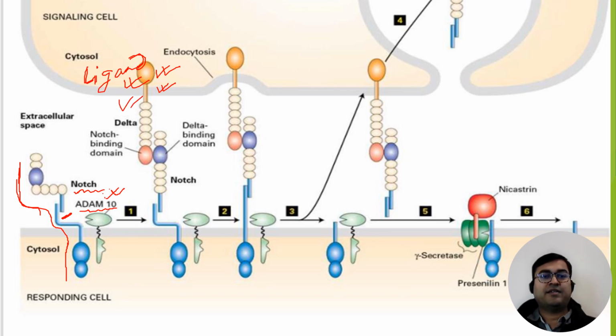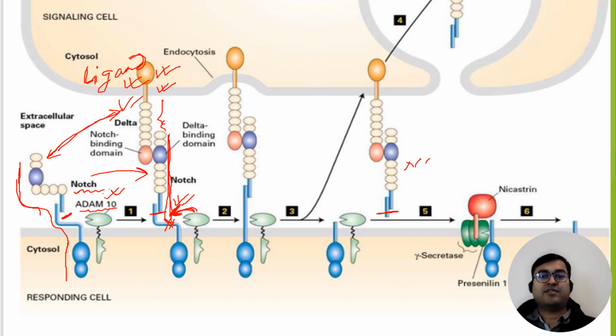When the ligand delta interacts with the receptor notch, this notch undergoes conformational change, which you can see here. And because of this conformational change happening because of interaction between notch and delta, this notch is now exposed to ADAM10. Now this ADAM10 can act upon this and cleave it. So when this delta interacts with extracellular part of notch, notch receptor undergoes conformational change, and because of conformational change in notch, the extracellular domain of this notch is exposed to enzymatic activity of ADAM10, and ADAM10 can cut the extracellular part of notch.